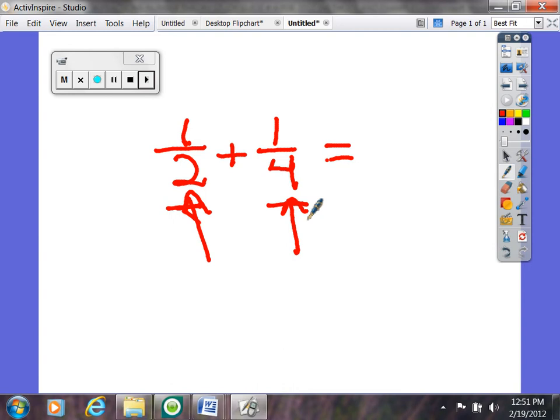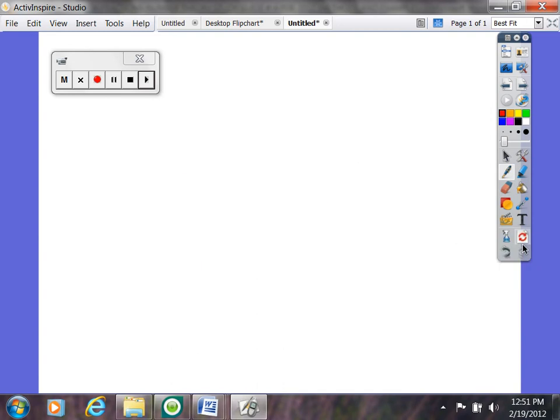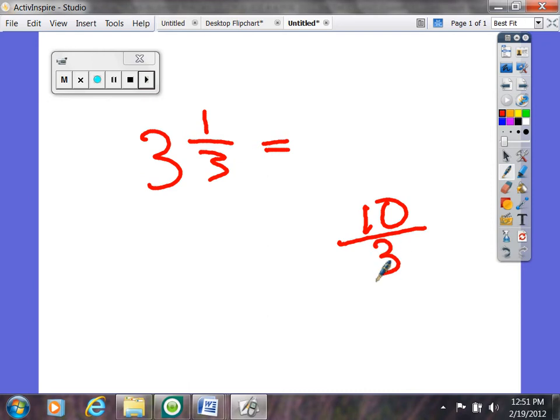All right, but the skill says to change a mixed number to an improper fraction. All right, I'm going to write 3 1/3. Okay, how do I change that to its value as an improper fraction? Now, what is an improper fraction? An improper fraction is a fraction where the numerator is bigger than the denominator. A proper fraction is a fraction where the numerator is smaller than the denominator. All right, so if you notice here, I've got 1 out of 2.